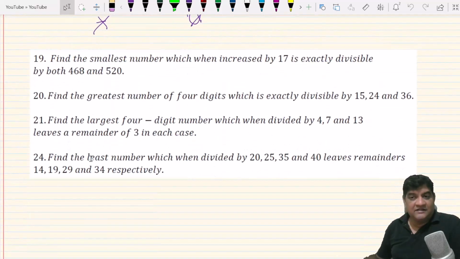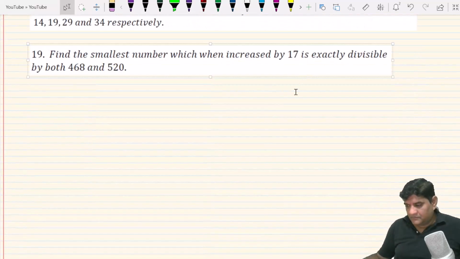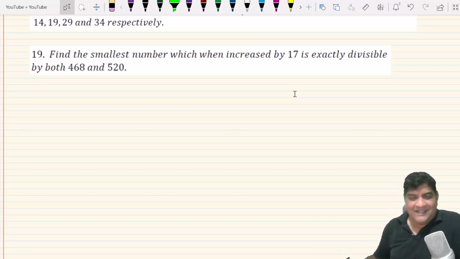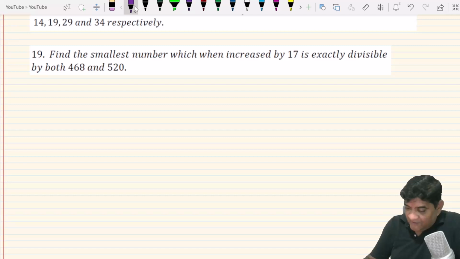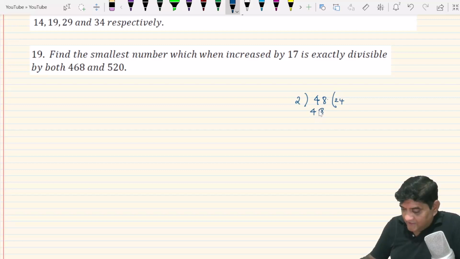So let's look at the 19th question. Find the smallest number which when increased by 17 is exactly divisible by both 468 and 520. When I say that any number is completely divisible by another number, what does it mean? Let's say for example, I am taking the number 2, and I know that 48 is an even number and 48 is divisible by 2 completely, which simply means that the remainder is going to be 0.